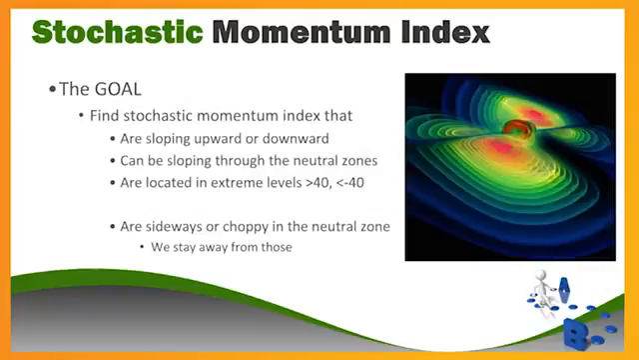Okay? So it can be sloping through the neutral zones. Now I'm going to talk about the neutral zones. A lot of folks don't use this concept inside of the stochastic momentum index, but the neutral zone event is anywhere from 25 to negative 25. And what happens in there is very suspect, meaning if you are looking at lots of wave movements inside of that region between 25 and negative 25, a lot of that movement is false.